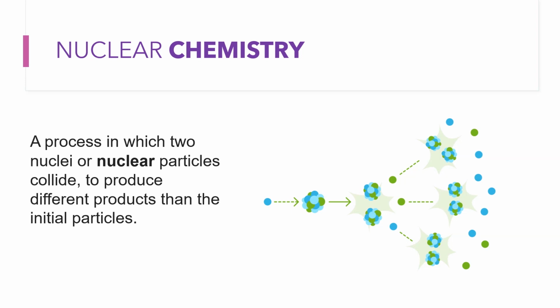So in a nuclear chemistry per se, a process in which two nuclei or nuclear particles collide to produce different products than the initial product. So in this process, involved na actually dito ang maybe, let's say, banggaan ng neutrons, banggaan ng nucleus. Pwedeng magsasama yung dalawang nucleus and together with the subparticle. So the reaction is actually concerning the nucleus of an atom.